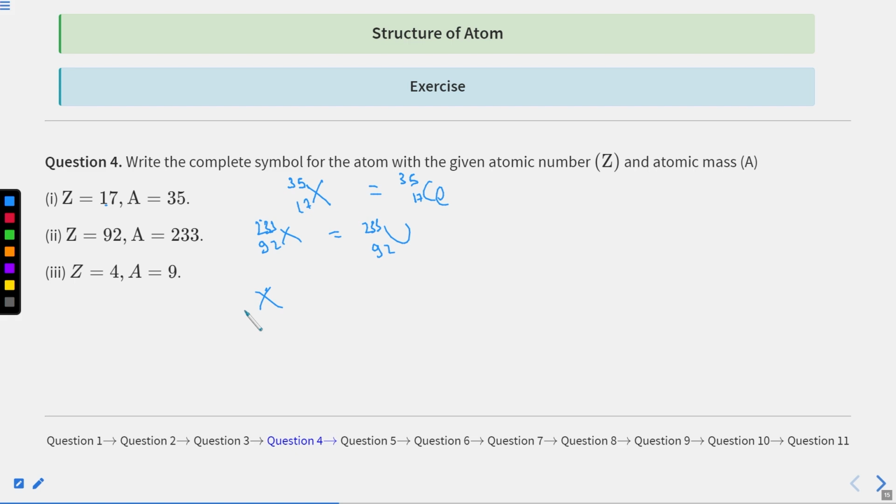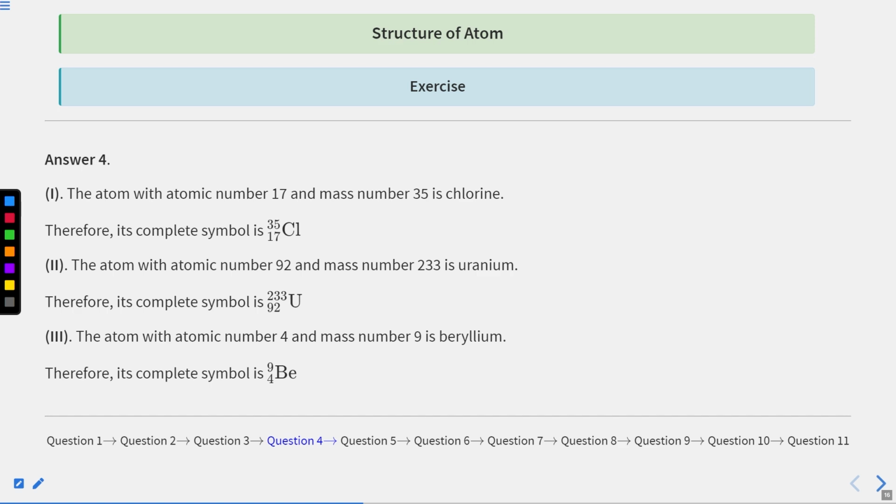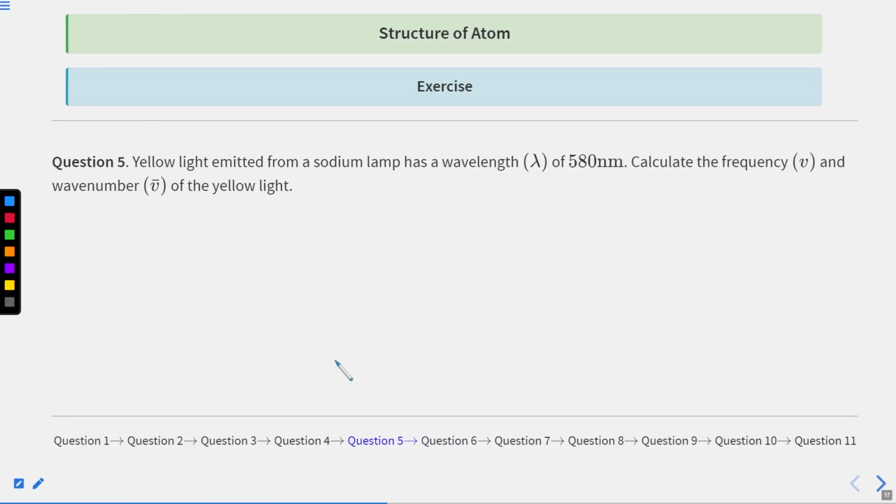Next is 4 and 9. So if you write it, atomic number 4: hydrogen, helium, lithium, beryllium, that is 4. It is for beryllium. So it will be beryllium, 4 and 9. Got it? So the same thing is written here. We have chlorine 35, 17, uranium 233 and 92, and beryllium 9 and 4.